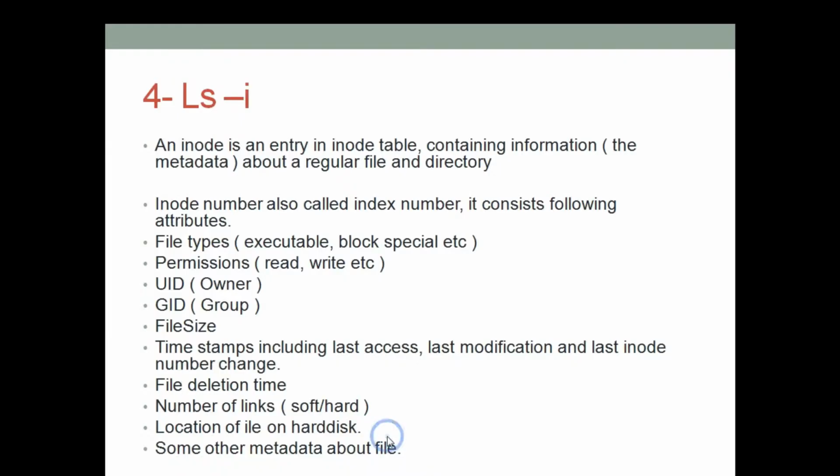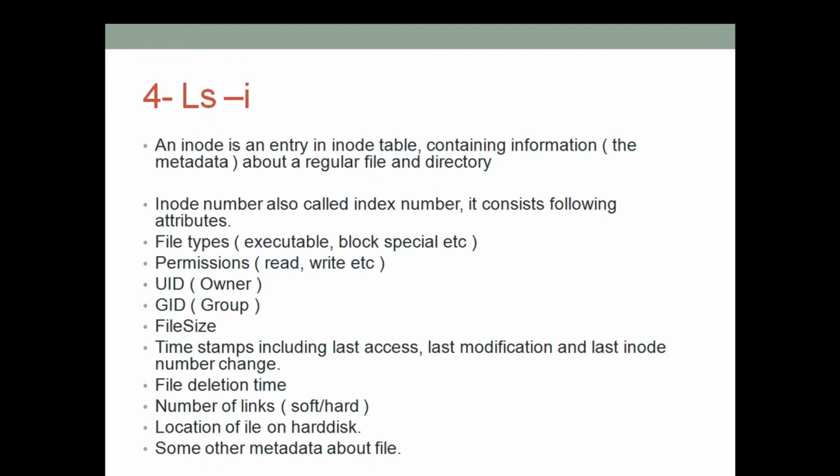For example, it indicates the file type, whether it is executable or block, special permission, read, write, UID, that is owner ID, GID, that is group ID, and file size. Basically this integer value, the inode number, includes all the details which are understandable by the Linux operating system. When Linux reads the inode number, it knows the file deletion time, the number of links in this file, and the location of the file on the hard disk. So it is like all the details are hidden inside this inode number. I hope you understand.